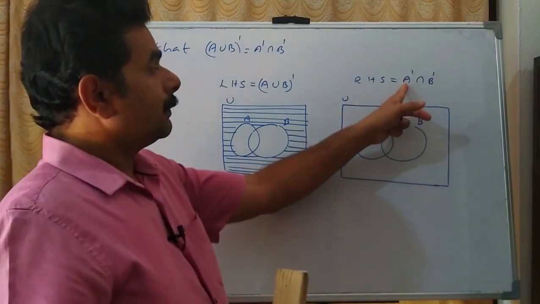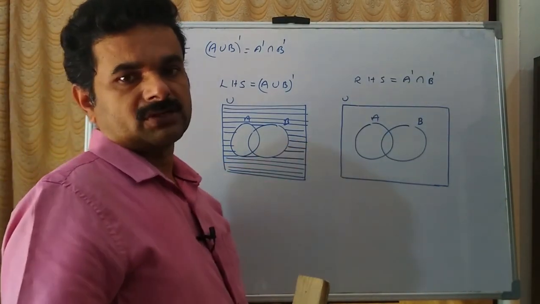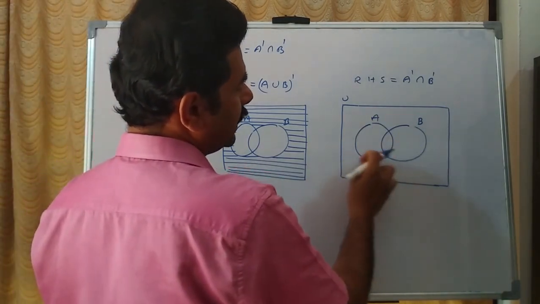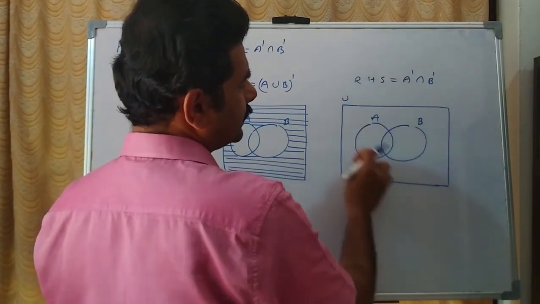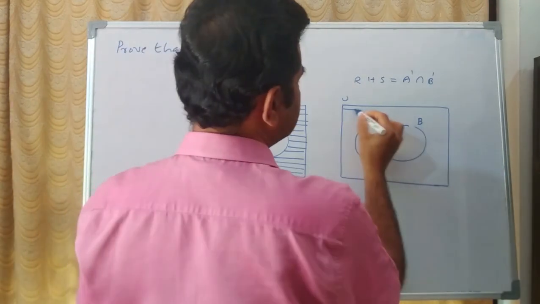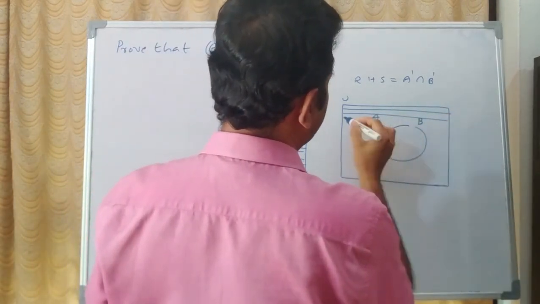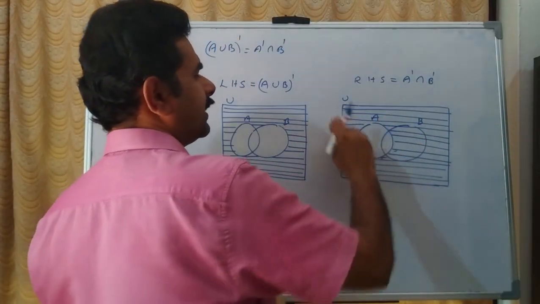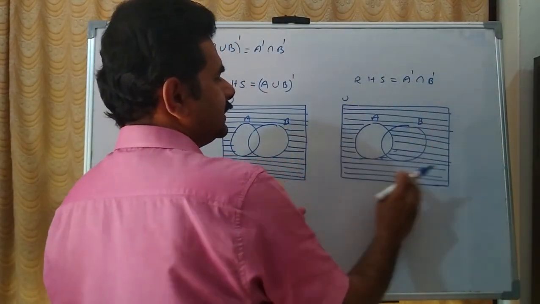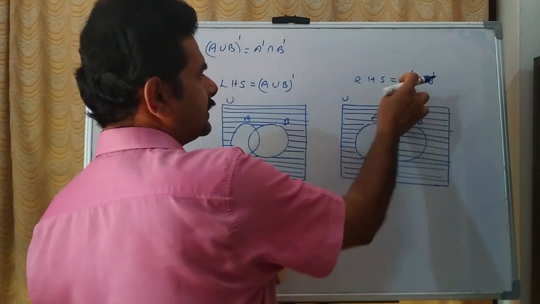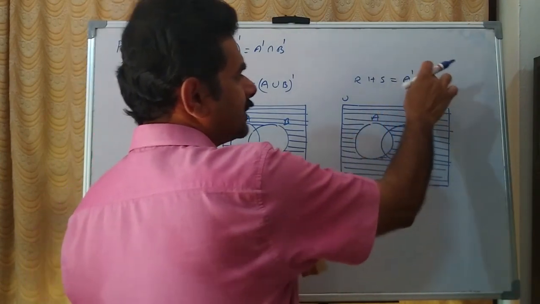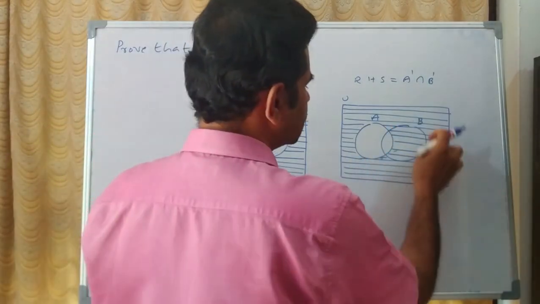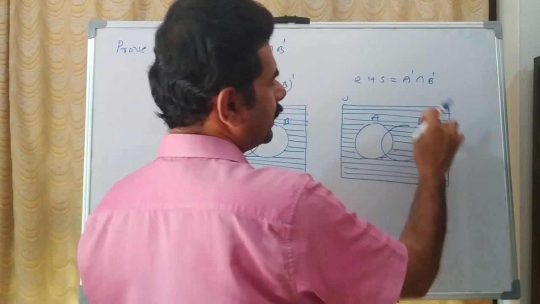Here A complement intersection B complement. So first you mark A complement. A complement means other than A. A is this one. Other than A means beyond A. This is A complement. So all the region is shaded. That is A complement. Then what is B complement? Other than B. B is this one. So the other part of B can be shaded.